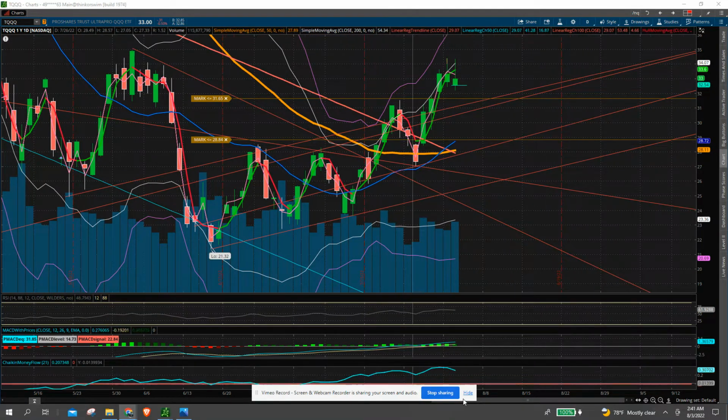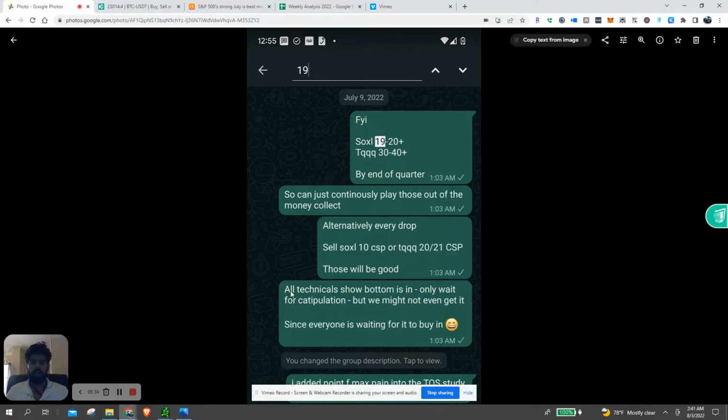What else was shared over the past month from a trade alert perspective? Technicals show the bottom is in. Only wait is for capitulation. However, we may not even get it because everyone is waiting to buy in.